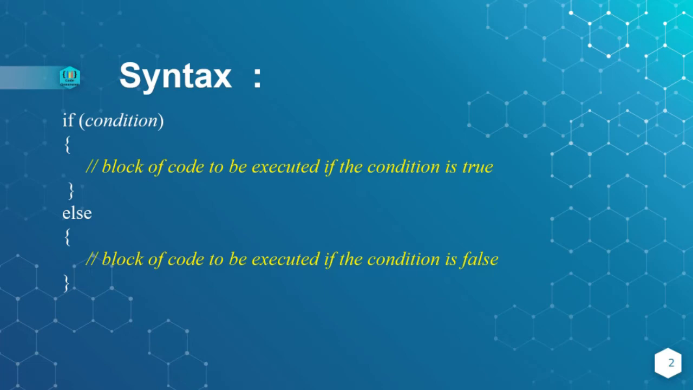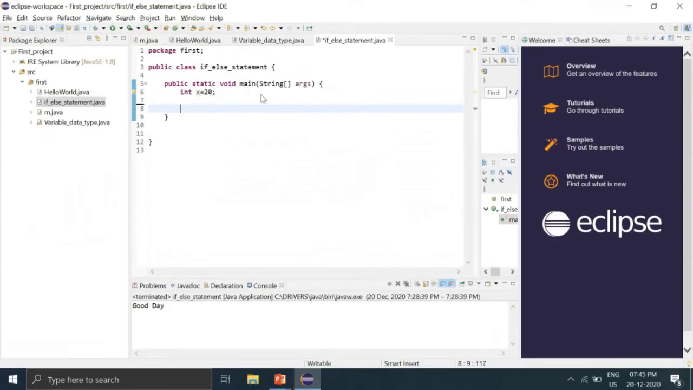So in order to understand it in a better way, I have initialized a variable called x as 20. And for example, I would like to print a statement called good evening or good morning according to my conditions. My condition is, I would like to print good morning if x is less than 10. So how will I write it? I'll write x is less than 10 inside the brackets. And I would like to print good morning.